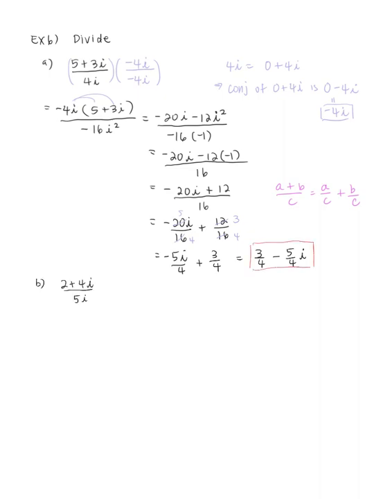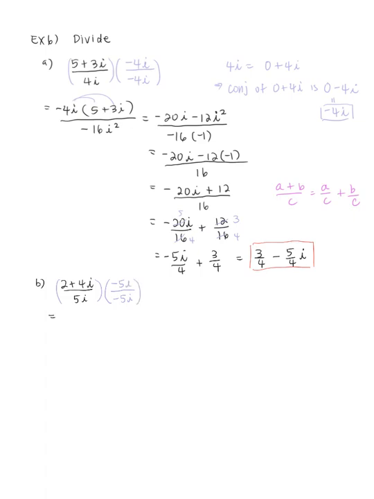I know, you want to try another one, right? So let's take a look at part B, 2 plus 4i divided by 5i. So again, pause the video please and try this on your own. But meanwhile, I'm going to start. So the conjugate of 5i is negative 5i. So I'm going to multiply the top and the bottom by negative 5i.